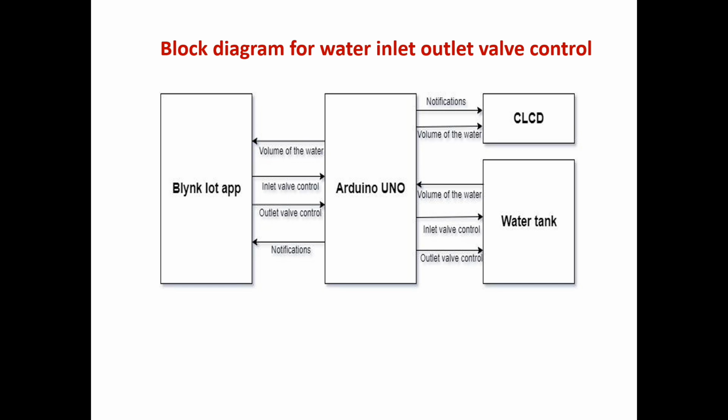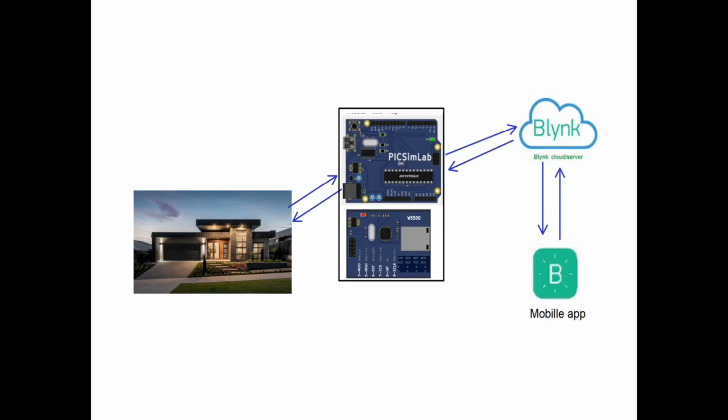In this diagram, the Blynk IoT app is connected to the Arduino Uno through inlet valve control and outlet valve control, and the Arduino Uno is connected to the Blynk IoT app through volume of the water and notification. Now on the right side, the Arduino Uno is connected to the CLCD and water tank through notification, volume of water, inlet valve control, and outlet valve control. This is the imaginary diagram of our project, showing what we are going to make and how it is connected to each other.